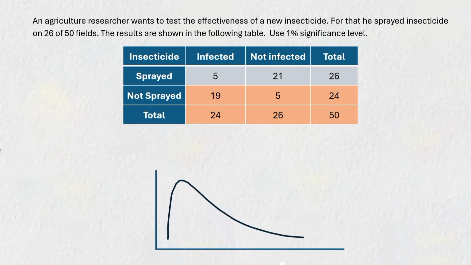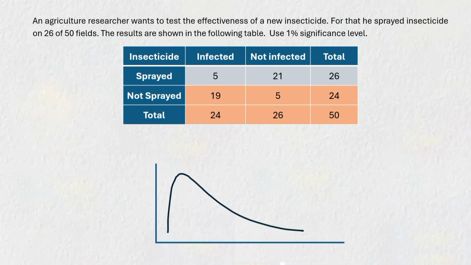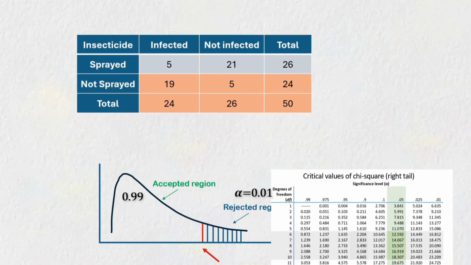This is our chi-square distribution. This region is our rejection region. Since the level of significance alpha equals 1%, the value of this rejection region is 0.01. The rest is the acceptance region, which is 0.99. Now we'll find these critical values from where the rejection regions start. For that, we need the chi-square table.